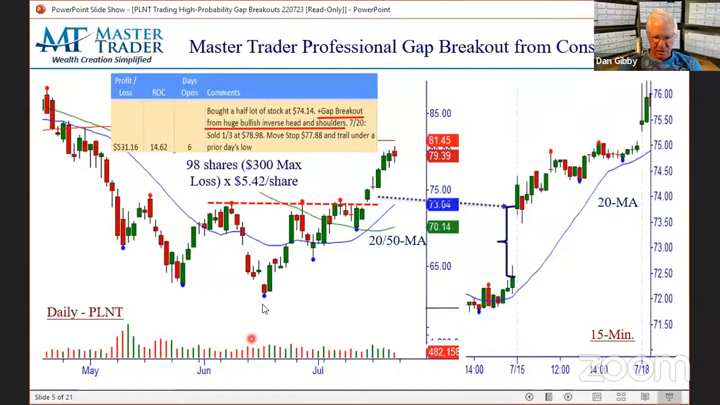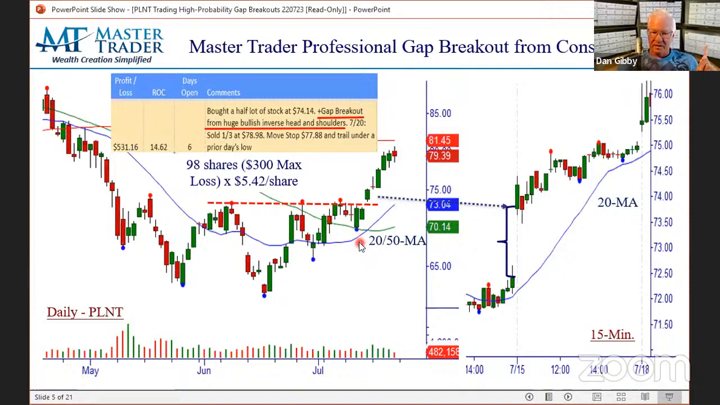Big, big, big, long, multi-month bottoming pattern. You can look at these moving averages here. We use the 20, 50, and 200. This Planet Fitness was in pain. So now it's getting out of the emergency room. It had a deep retracement, lower low, 100% retracement, higher low, back to the high, 20 MA curled up.